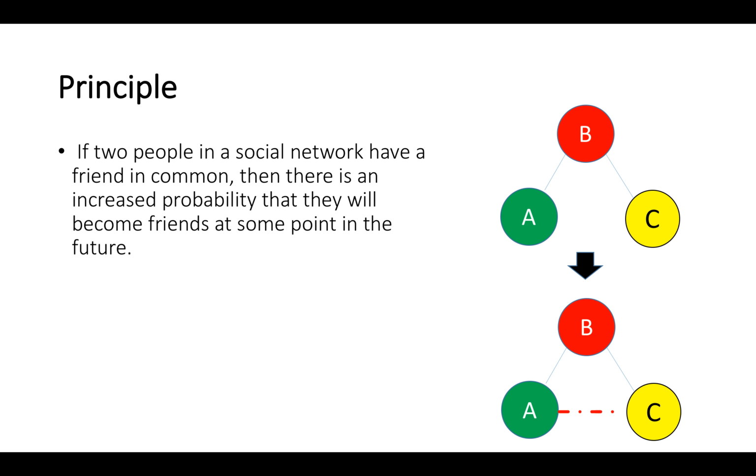Given three people, A, B, and C, if A and B are friends, and B and C are friends, there is a high possibility that A and C are friends or will be friends. If each person can be represented as a node, three nodes form a triadic closure, as shown in the picture.